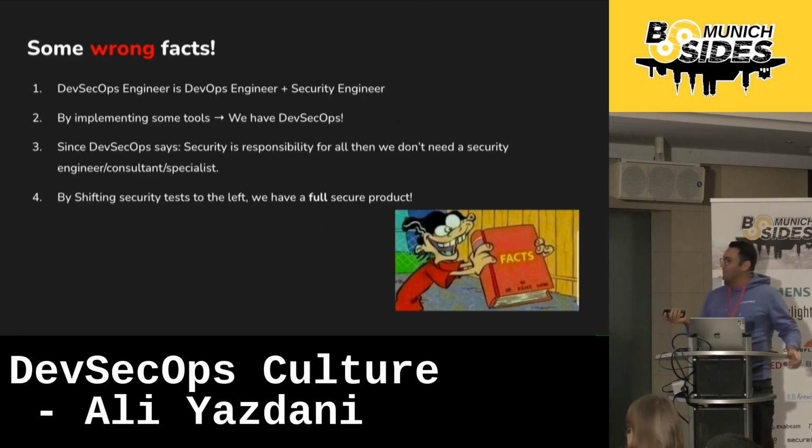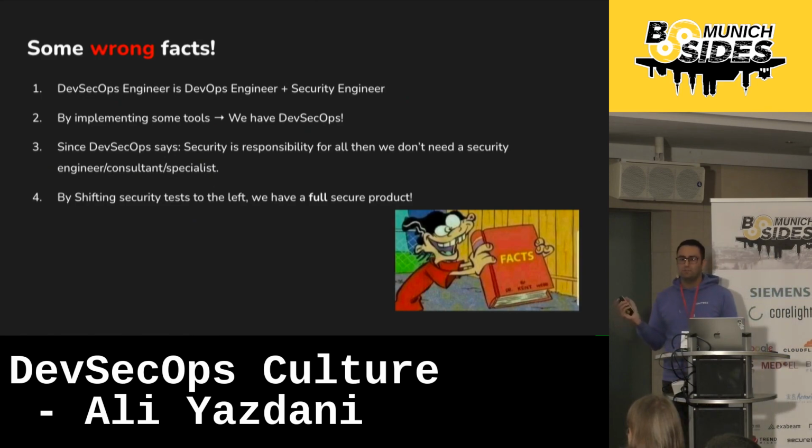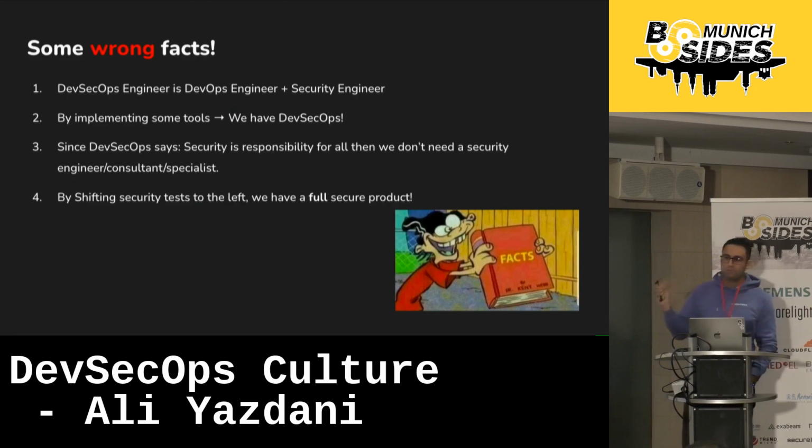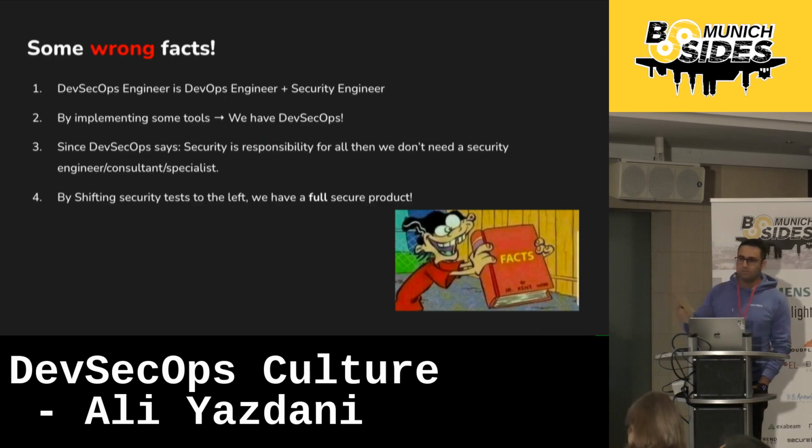And fourth, by shifting security tests to the left, we have a fully secure product. But in the previous slide, we saw that a lot of vulnerabilities came to the desk after pushing a product to production, after passing all of the security tests in the pipeline, after a good session of threat modeling, secure design, I don't know, 1 million different checks that we had.